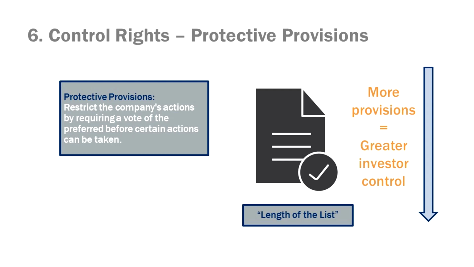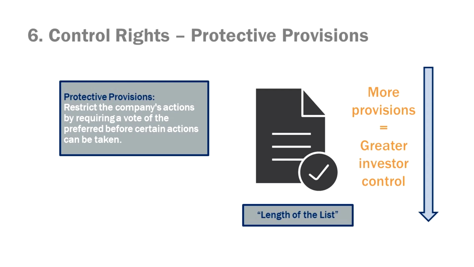The approval threshold for such a vote may range from a simple majority, which is preferred by the entrepreneurs to facilitate certain actions such as future financings, to a supermajority, which is preferred by investors in order to retain a high level of control over such actions.